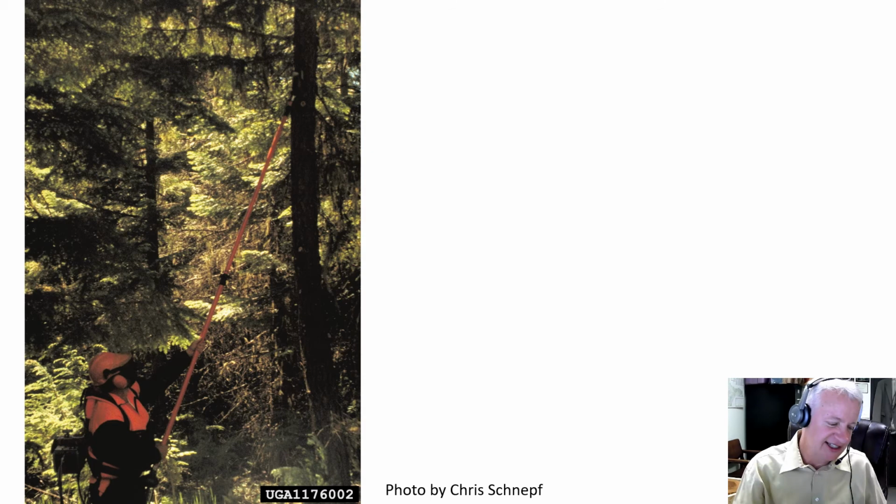But I think it's also a useful thing to think about in terms of how branches behave relative to the integrated tree that they're attached to. And there's some data out there that suggests that branches are relatively autonomous with respect to carbon. And some of those sources of data are labeling experiments.